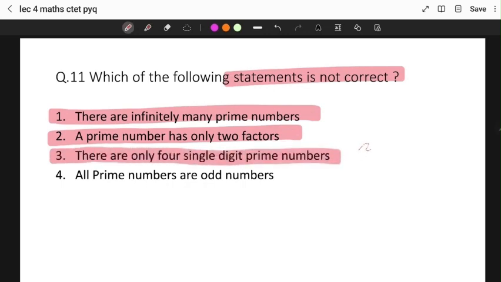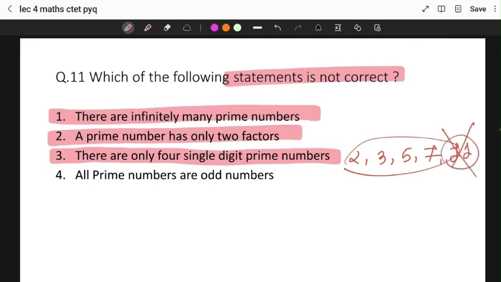Let us check. 2 is a prime number, 3 is a prime number, 5 is a prime number, and 7 is a prime number. These are the 4 single digit prime numbers. After 7 the next prime number is directly 11, which is 2 digits. Hence there are only 4 single digit prime numbers. So this is also the correct answer.